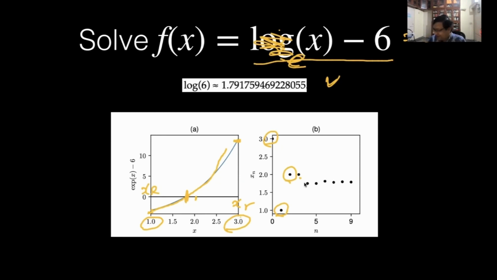This is exactly from the data it is taken, but I think there's some bit of error in this plotting. So it finally goes to log 6, which is 1.79. My answer is 1.79 after some steps. So we need to see convergence, and for that I'm going to put in a tolerance. We always need to check how close I am to the root. So let's look at the code.